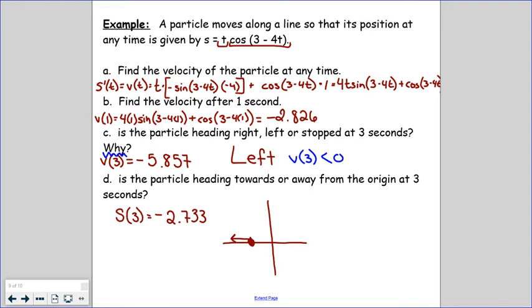So our answer is away, right? It is moving away from our origin at that time, and you have to know 2 things to be able to say that. You can either show those values, or to justify this, show that the position at time equals 3 is negative, and our velocity at time equals 3 is also negative, justifying the fact that it is left of the origin and continuing to move left, and that would be away from the origin. Questions on that?